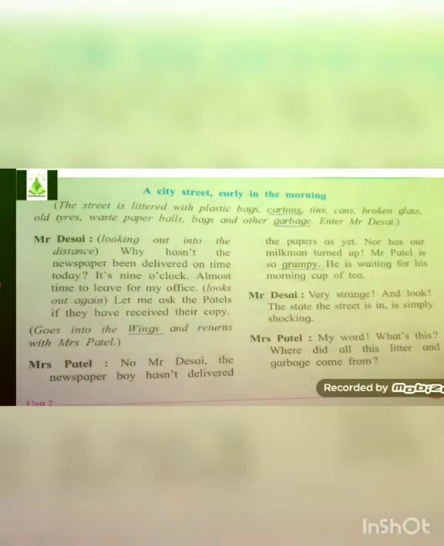The street is littered with plastic bags, cartons, tins, cans, broken glass, old tires, waste paper balls, bags, and other garbage. Now here enters Mr. Desai. So it's described as a city street. So how is the city street, children? It is in a very bad state, as mentioned over here.